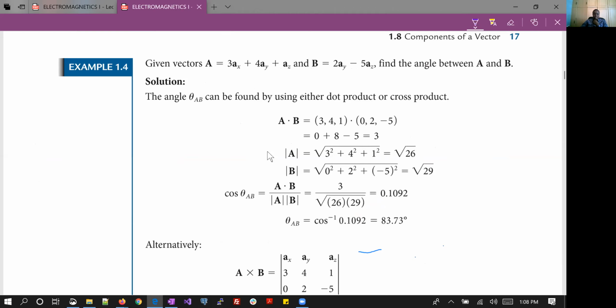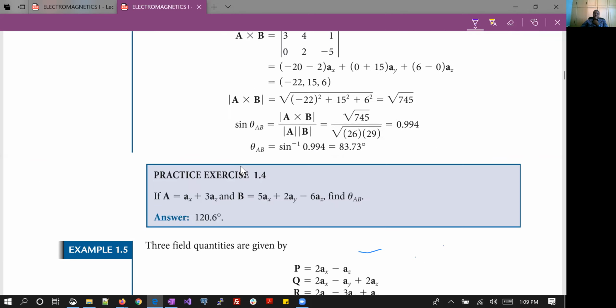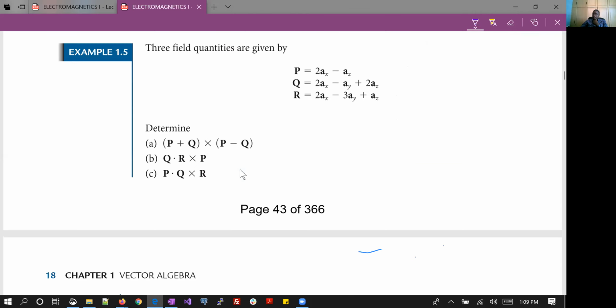I hope that is understood. You can look at the examples that are given and the exercises, and remind the members who are not in this class that I will be sending them.